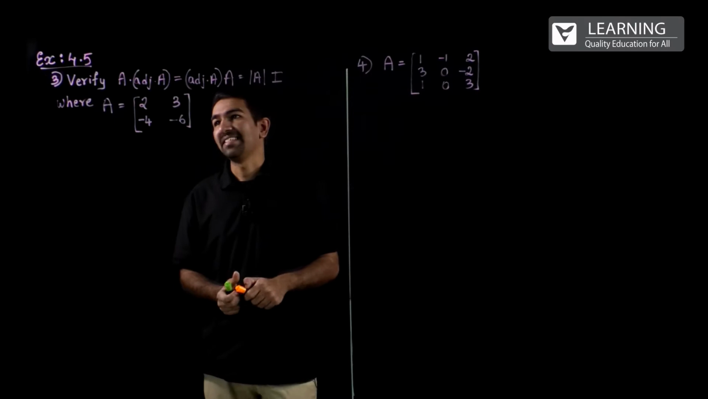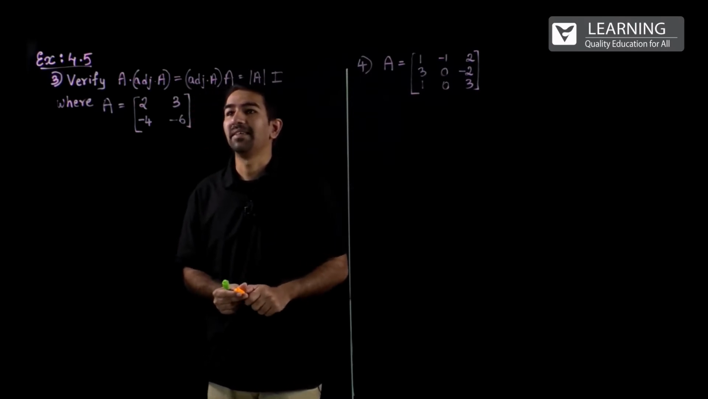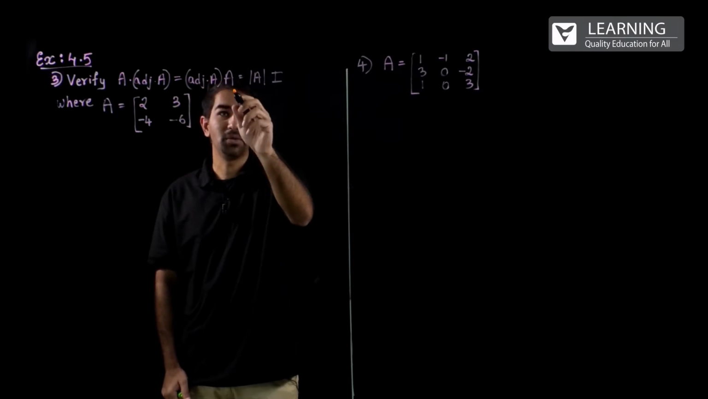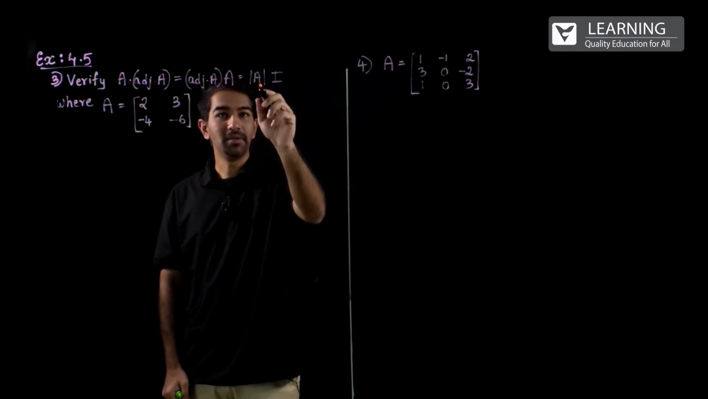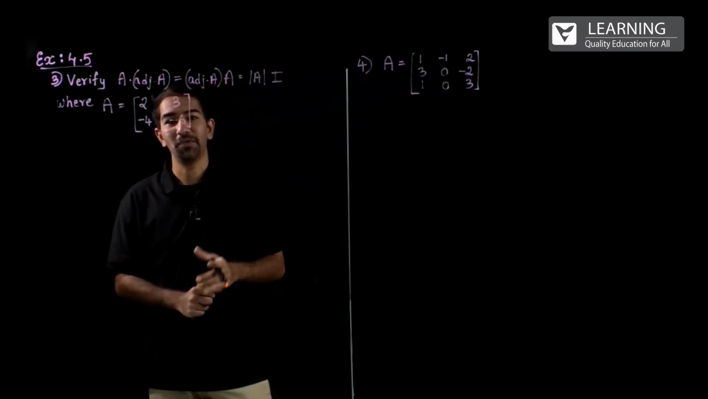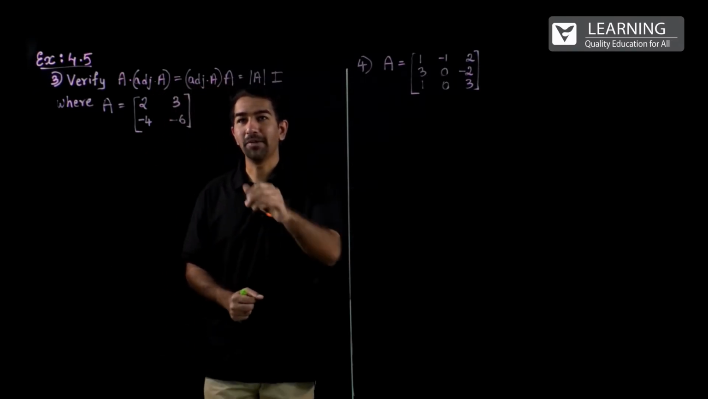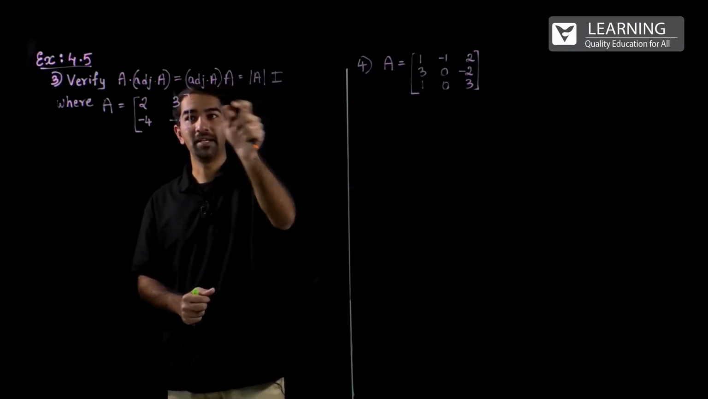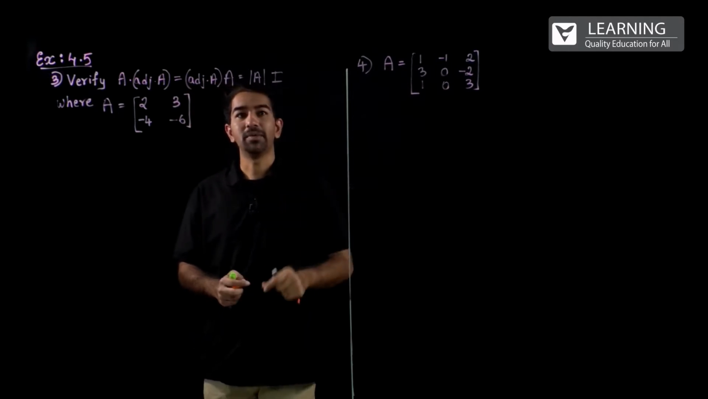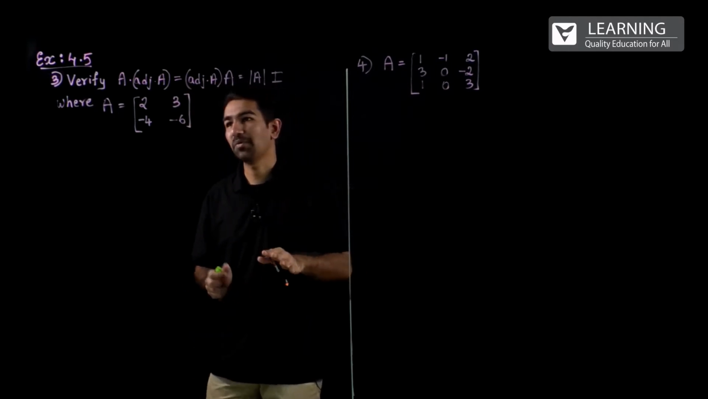Starting with the next exercise, exercise 4.5. Verify A into adjoint of A is equal to adjoint of A into A, which is equal to determinant of A into I, and A is given like this, students. So what we have to do here is find out what is adjoint of A, determinant of A, do the given operation here and see whether each term is equal to each other or not. So this is what we have to prove.